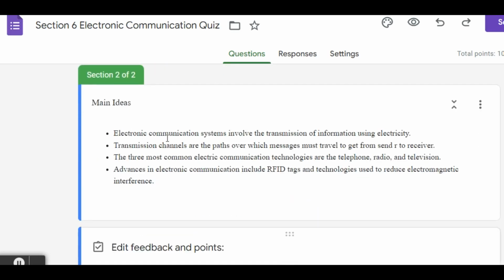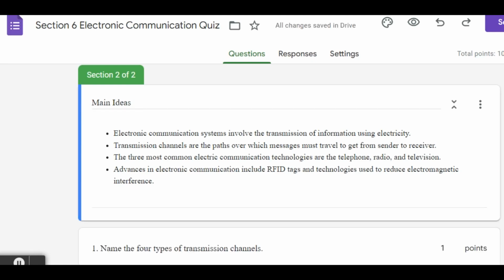Main ideas. Electronic communication systems involve the transmission of information using electricity. Transmission channels are the paths over which messages must travel to get from sender to receiver. The three most common electric communication technologies are the telephone, radio, and television. Advances in electronic communication include RFID tags and technologies used to reduce electromagnetic interference.